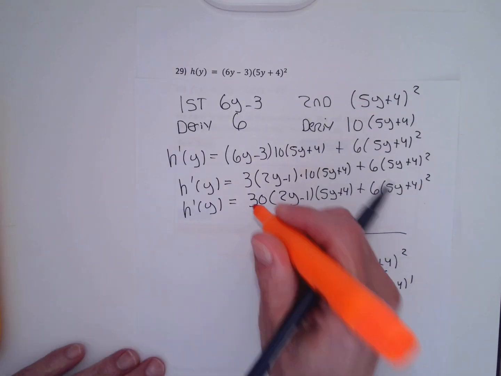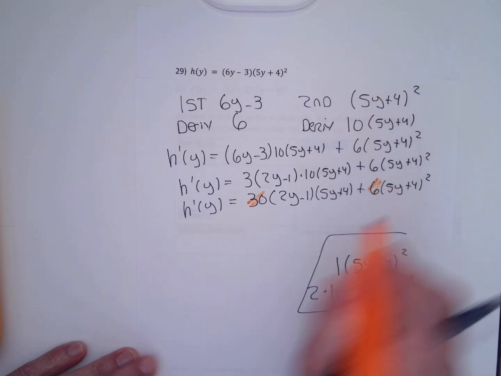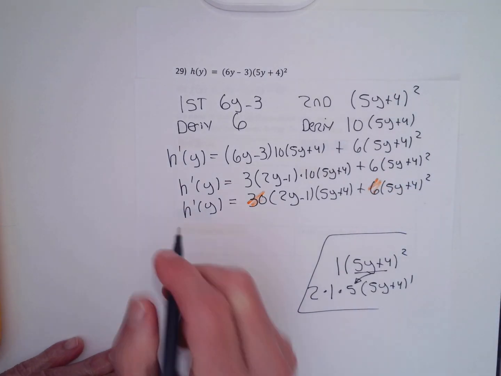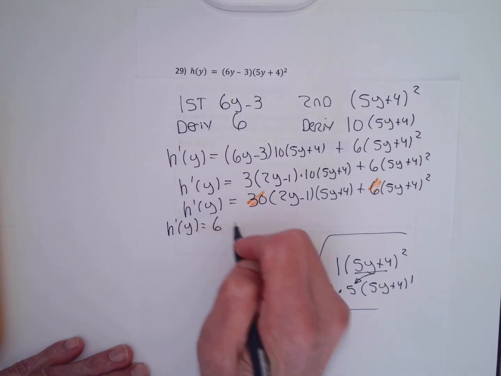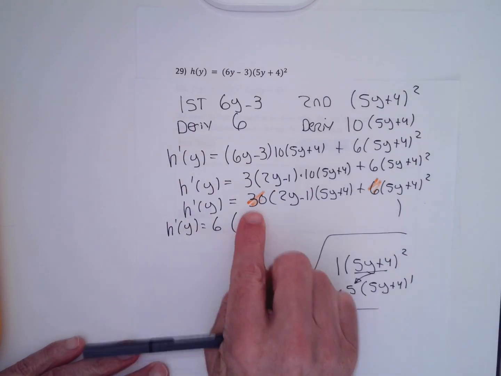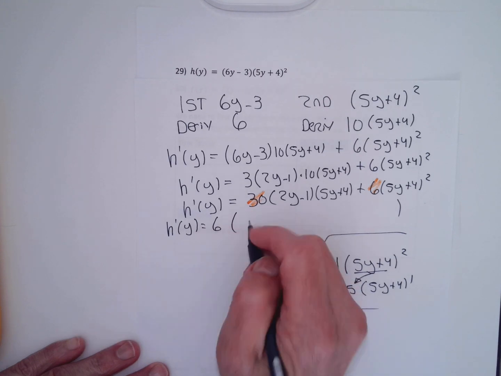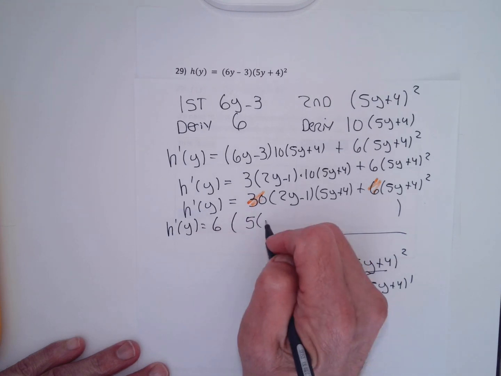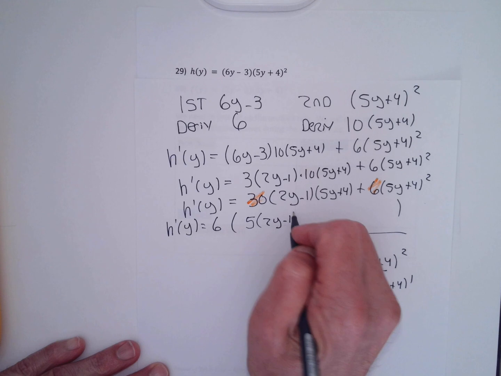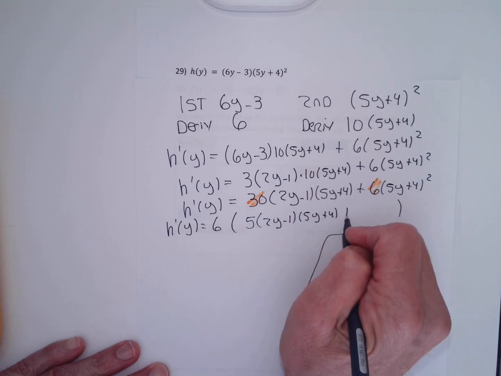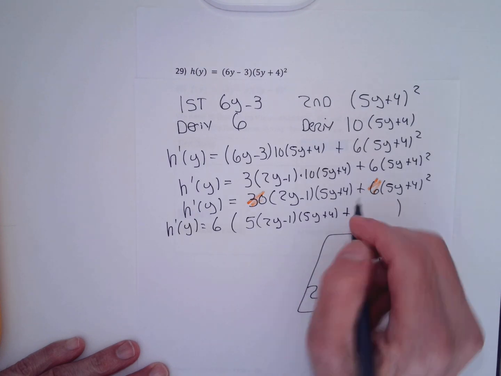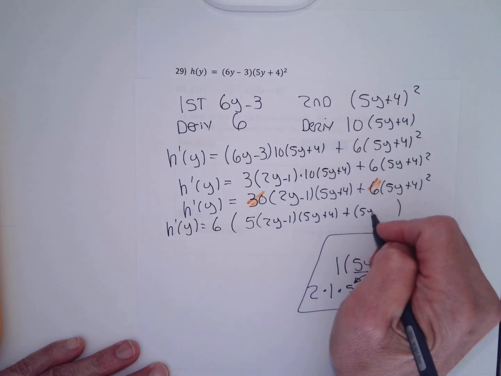So between this 30 and this 6, I can factor out a 6. I'm going to say the derivative is: I'm going to factor out a 6. From here, that 30, when I factor out a 6, is going to turn into a 5. I'm going to leave the 2y minus 1 and the 5y plus 4. After the plus sign, when I factor out the 6, I'm just left with (5y plus 4) quantity squared.